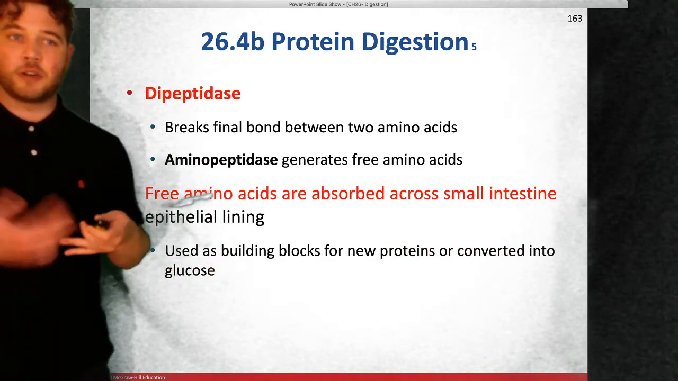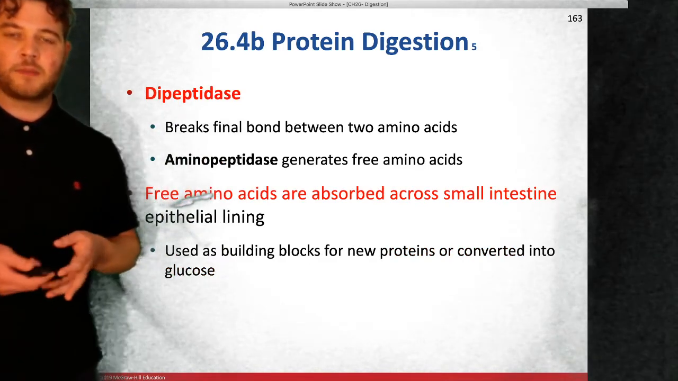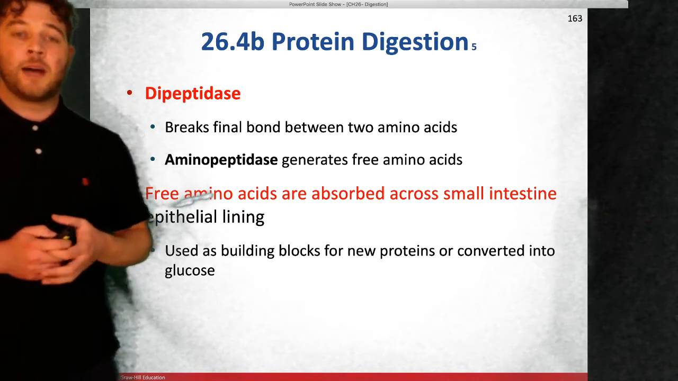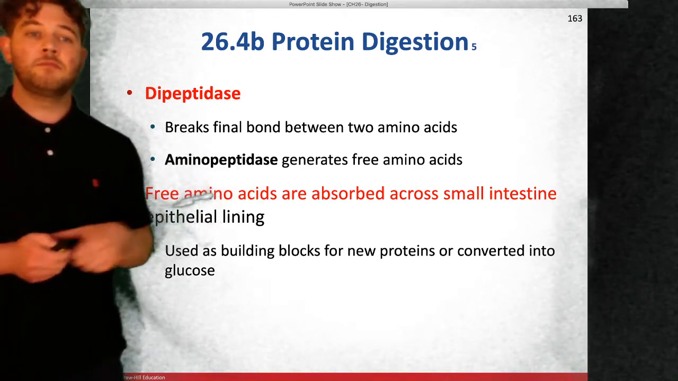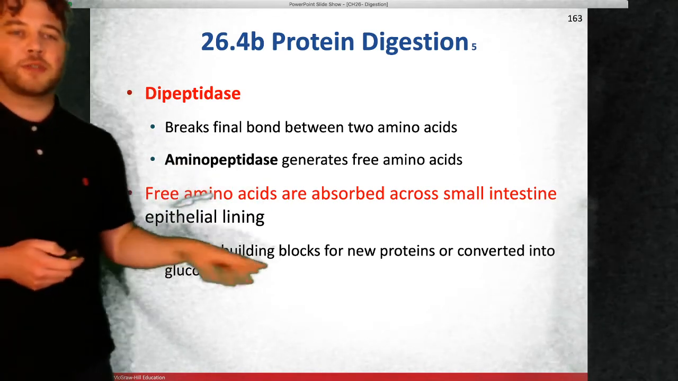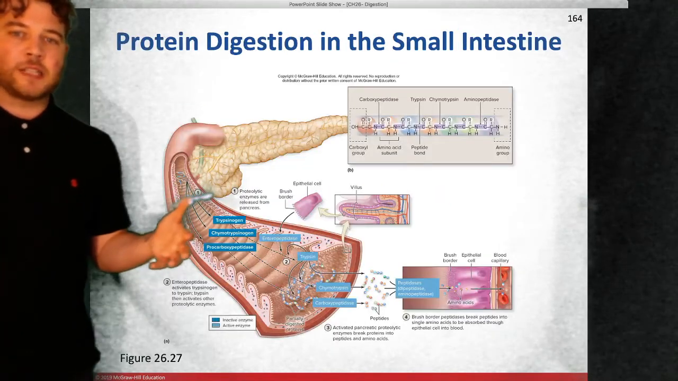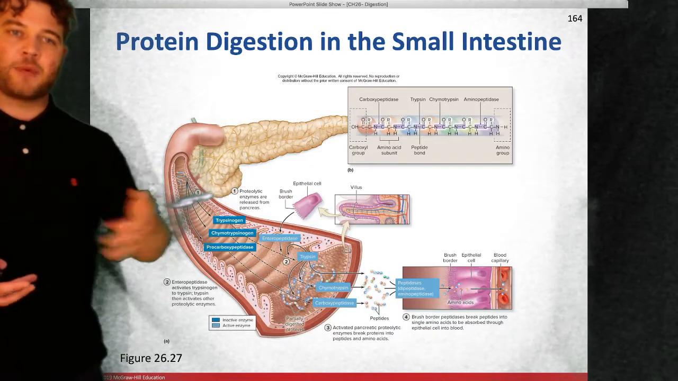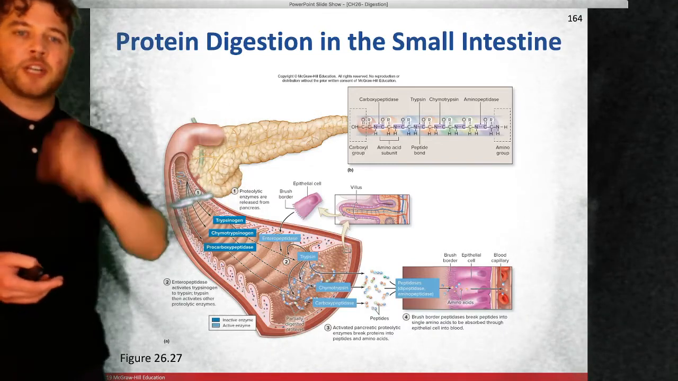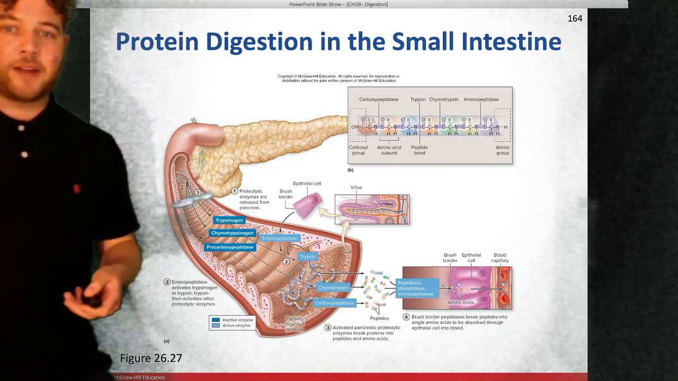You should understand why there are so many of them. Why do we have so many different enzymes breaking down proteins? What are proteins broken down into? What happens to those things? And just the general process of the fact that you have to have this kind of stepwise, sequence-wise digestion of proteins to really fully break them down.